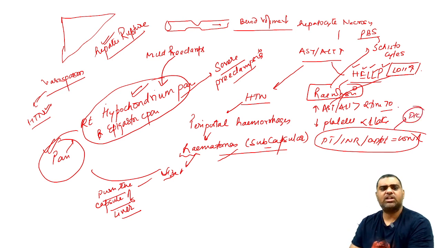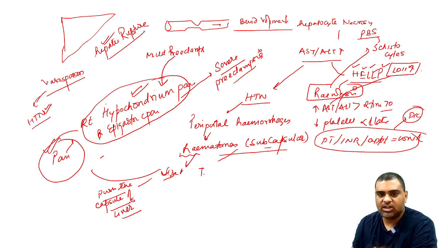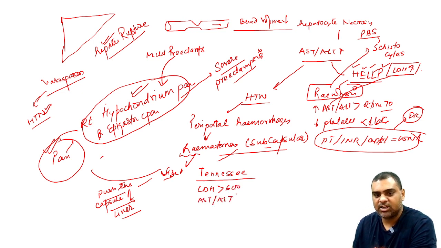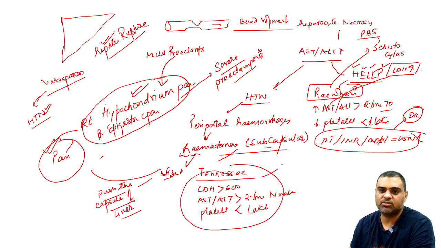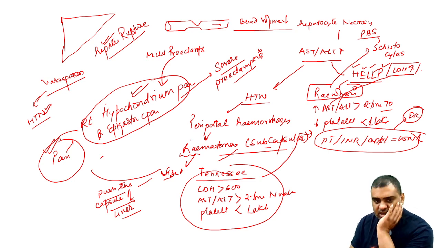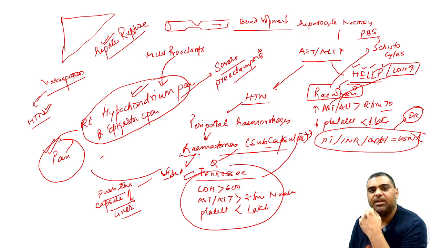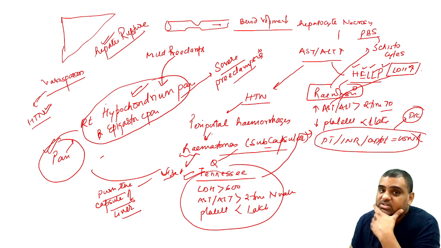And there is a criteria called the Tennessee criteria, which says that LDH greater than 600, AST and ALT more than 2 times the normal value, and platelets less than 1 lakh is diagnostic of HELLP syndrome. So this can be a question: Tennessee criteria. So in HELLP syndrome, PT, INR, and APTT will remain normal. So this happens in the liver.